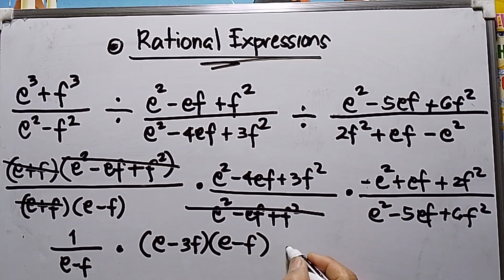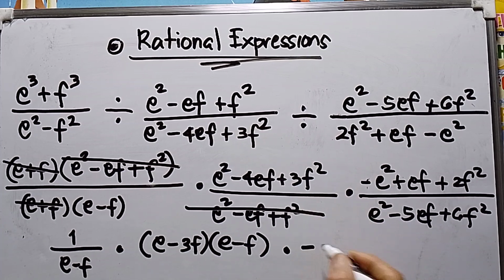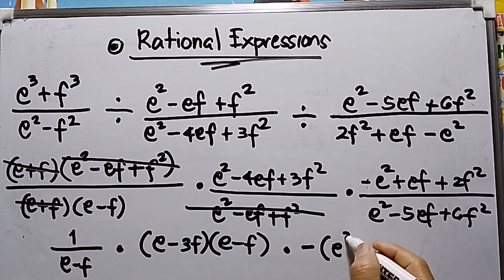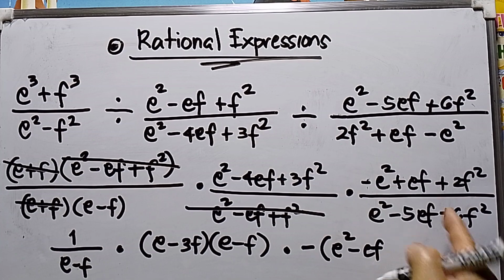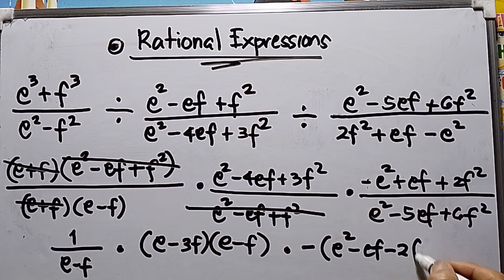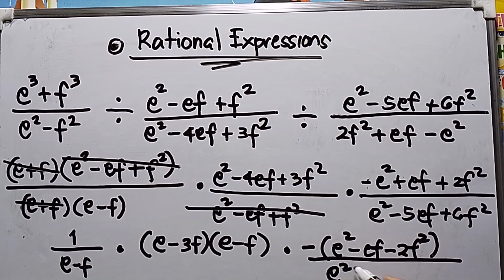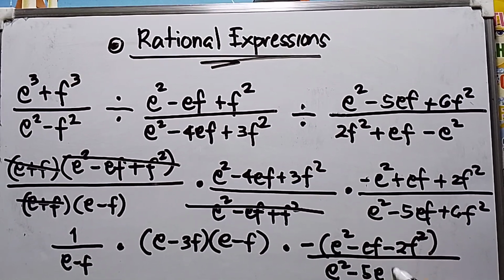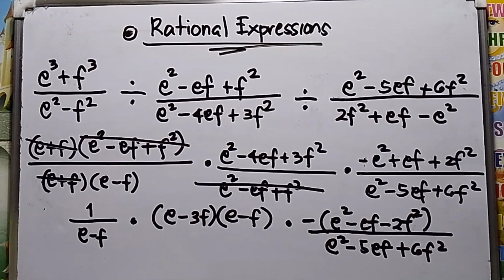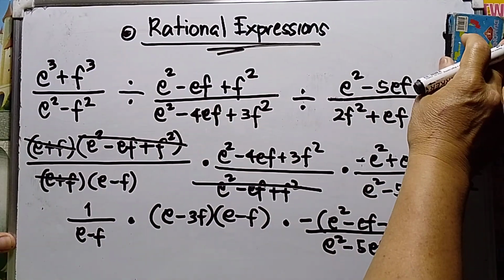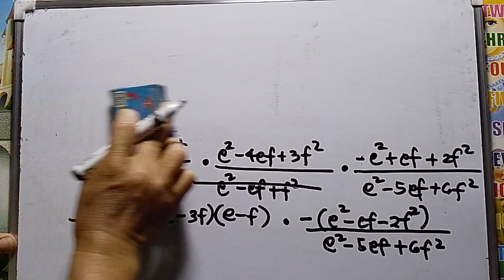That's correct. Then times. Since I have negative the first term, I need to factor out the negative sign. So it should be e squared, this will be changed to negative, this will be ef. Change also this one, minus 2f squared over e squared minus 5ef plus 6f squared. Sorry for the inconvenience because my whiteboard has limited space, so I need to erase.